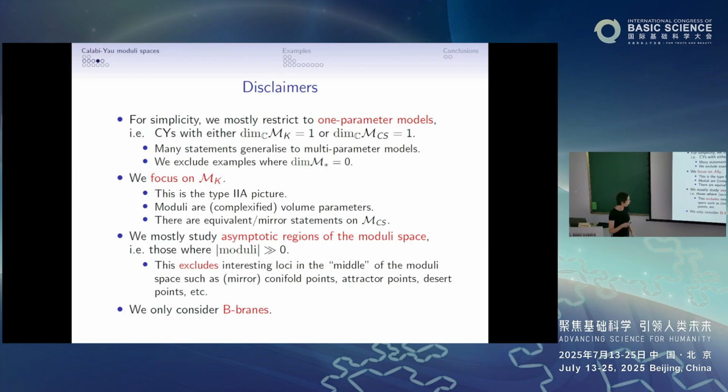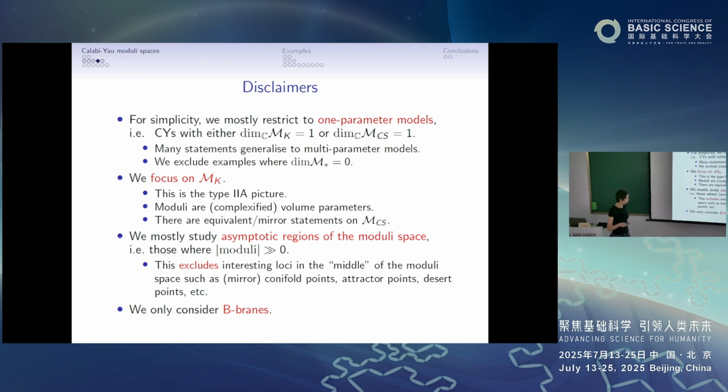In the context that I'm discussing, I will mostly be on the type IIA side. So I will focus on the Kähler moduli space, where the moduli are complexified volume parameters, and it makes sense to talk about large volume and small volume. This is the language I'm going to use. And of course, thanks to mirror symmetry, there is a mirror statement, but this is not what I'm going to talk about. So it's all going to be the type IIA picture.